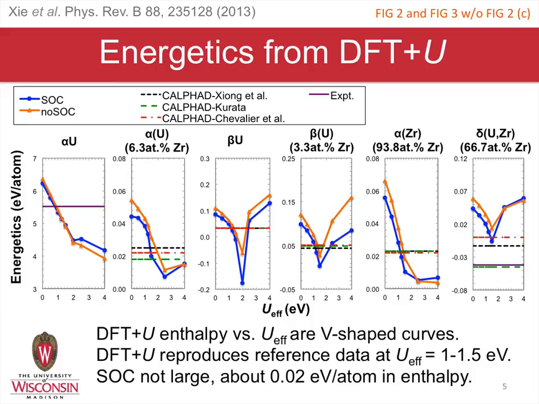We see that DFT plus U enthalpy versus effective Hubbard U are generally V-shaped curves. That is, enthalpy first decreases and approaches reference values from CALPHAD or experiments, crosses the reference value lines approximately between 1 and 1.5 eV. Afterwards, the enthalpy increases. We see that for most cases, the spin-orbit coupling effect is not large, about 0.02 eV per atom in enthalpy when the U parameter is less than 1.5 eV, which we believe is the maximum empirical effective U that is appropriate for uranium and uranium zirconium systems.